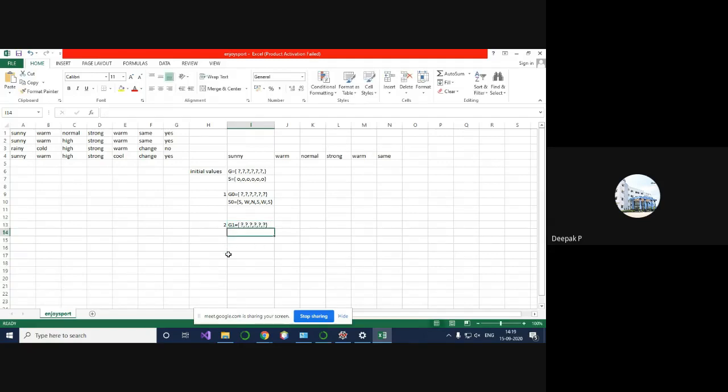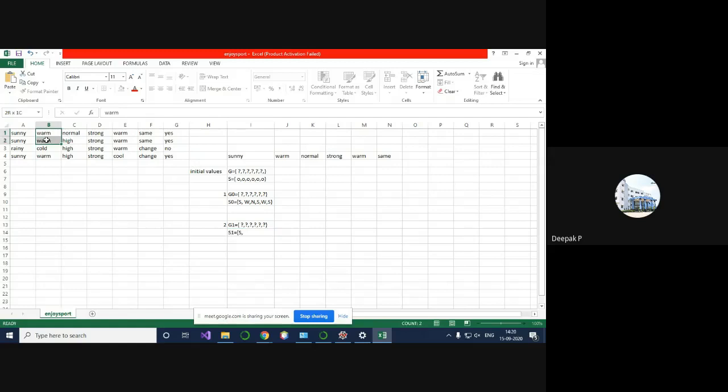Got it? As G naught is already more generalized for the first instance, and for the second instance it is also positive, no need to make any changes, as it is already more generalized when compared with the second input instance. Whereas when we come to S naught or S1, I need to check the earlier hypothesis. I have Sunny as the first input instance. When I compare with the second one, both are the same, so I should retain this as it is.